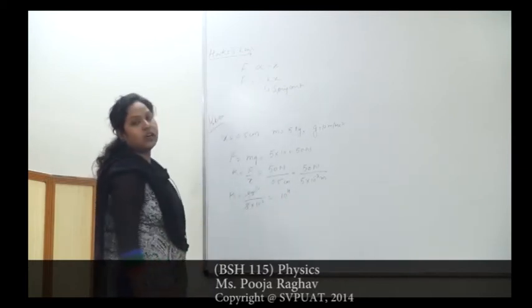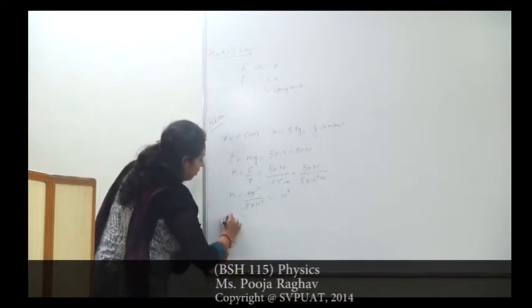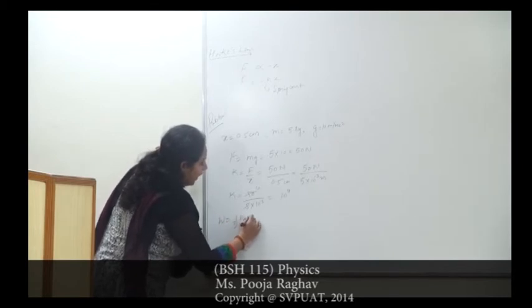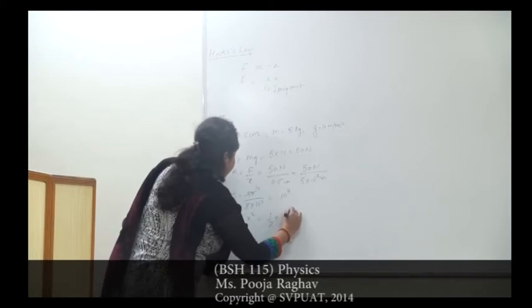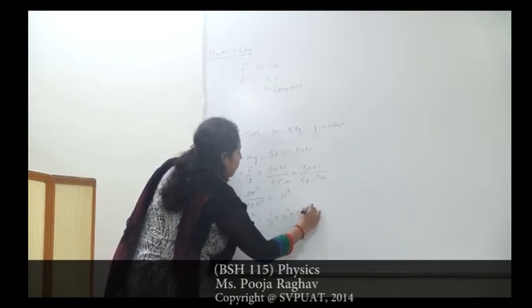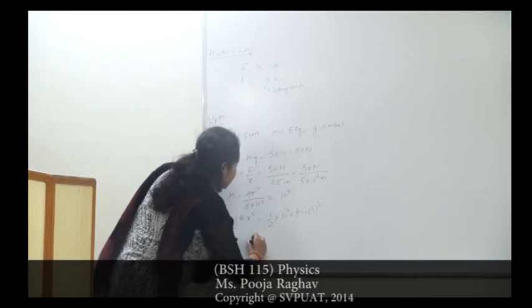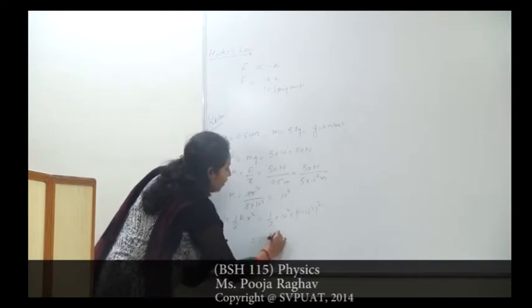And secondly we calculate the work, which equals half k x square. That is half into 10 to the power 4 into 5 into 10 to the power minus 3, square. The answer will be 0.125 joule.